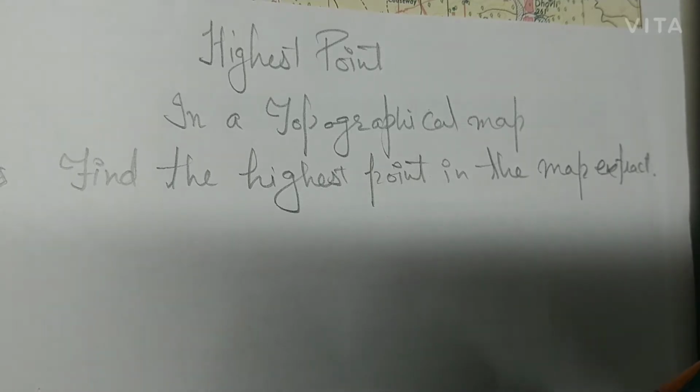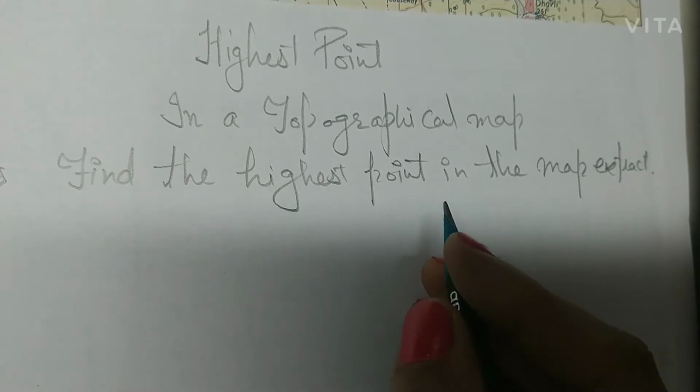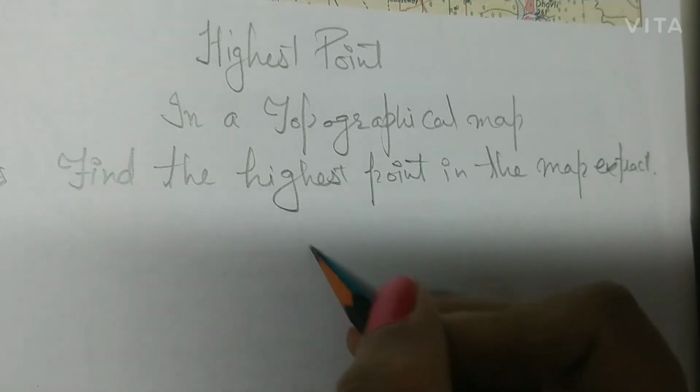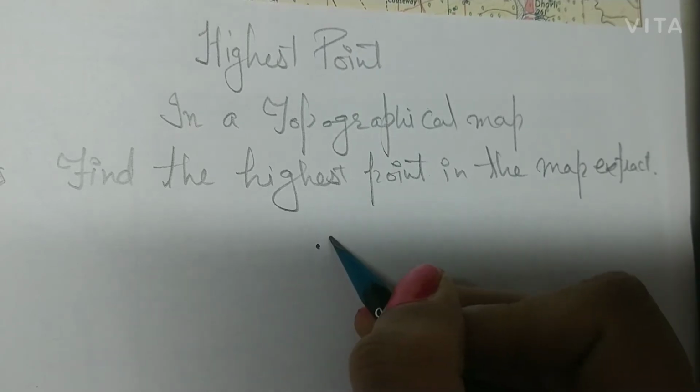Hello students, in this video we will talk about how to find out the highest point or spot height in a topo sheet. First of all, how is height shown on a map? Basically, there are three main methods of showing height on a map. First is spot height. Spot height is shown on a map with a dot or with numbers.